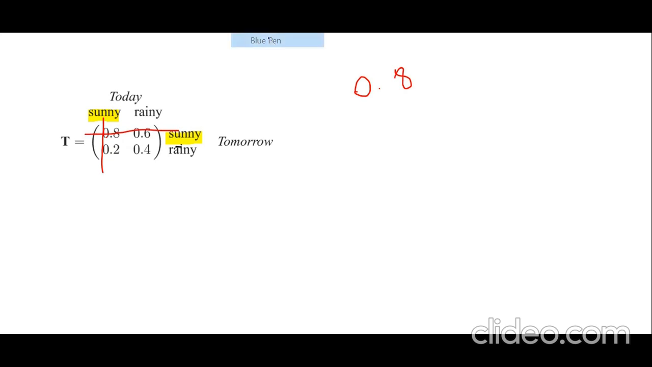If I use this for another question, what is sunny on the second day and rainy on the first day? Rainy on the first day is this line, and sunny on the second day is this line. So they intersect over here, which is 0.6. I hope you guys understood this much.